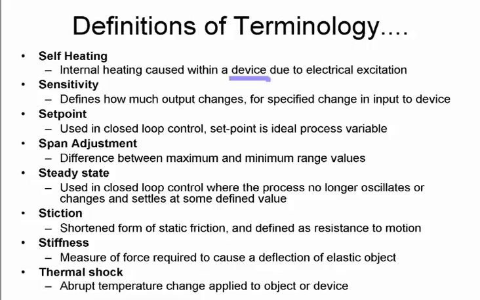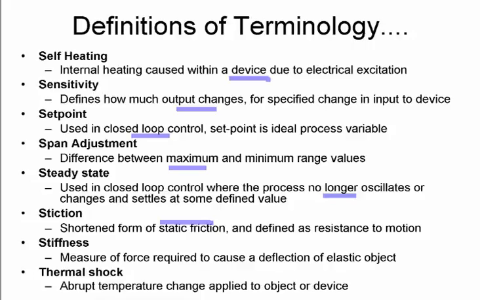Sensitivity will define how much the output changes for a specified change in input. Set point, that's used for closed loop control, and you want it to operate at a certain set point. Span adjustment, the difference between maximum and minimum range values. Steady state is where, in closed loop control, the process no longer oscillates, but it has reached a steady state point. Stiction, it's a shortened form of static friction, and that's defined as a resistance to motion.